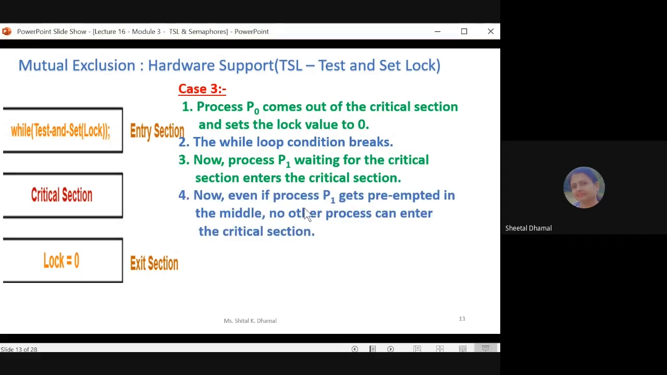So now even if process P1 gets preempted in the middle, no other process can enter into the critical section. That is, now the value of the lock is equal to 1 and process P1 is utilizing the CPU. If it requires input output resources, then it enters into the block and wait state. But though no process is there in the critical section, another process is not able to enter because the value of the lock is equal to 1. That is, a process can enter into the critical section only when the value of the lock is equal to 0, and if the value of the lock is equal to 1, no other process can enter into the critical section.